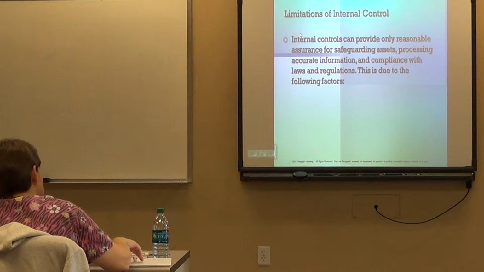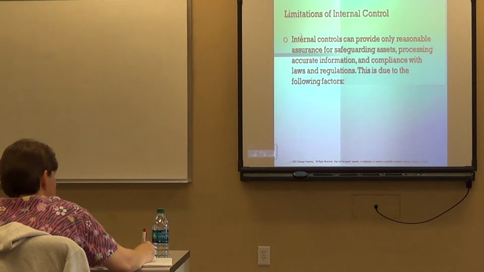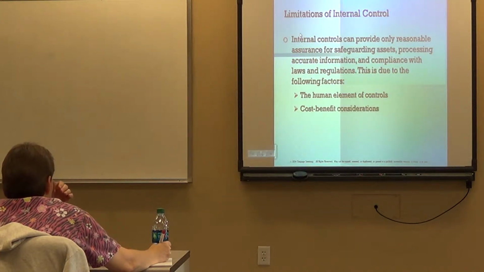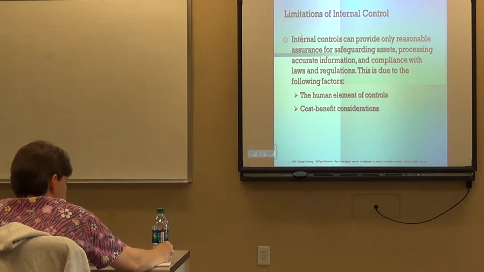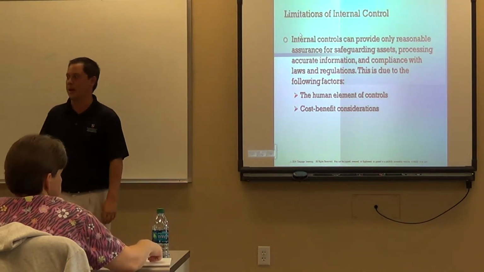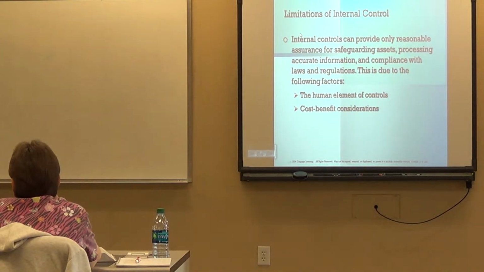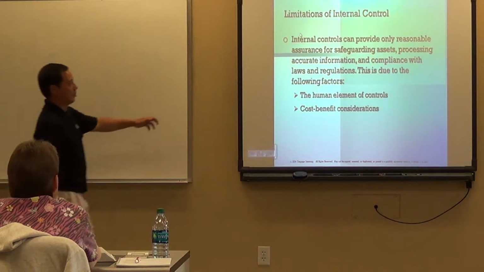Internal controls can provide only reasonable assurance for safeguards, like I was telling you, because there are some other issues that can happen. The human element of controls is one of them. And then there are cost-benefit considerations. Yes, we could probably try to stop everything from happening, but what's the benefit to us? It costs a lot of money to watch everything that happens. Does it really make sense for us as a company to do that? Probably not. But we have to do some things to comply with laws and regulations.